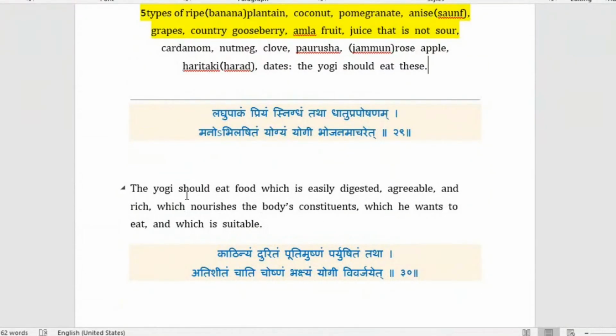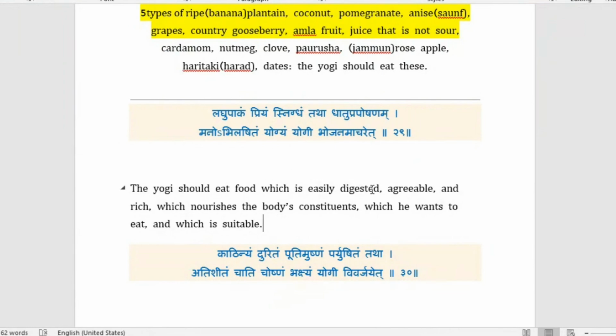Next, the yogi should eat food which is easily digested, agreeable, and rich, which nourishes the body's constituents, which he wants to eat and which is suitable. Of course, if we are going to exercise and we eat something very heavy, like chole, then your body will become very heavy. You will feel sleepy, you will feel lazy, and you will not be able to practice. Hence, the food you consume when practicing yoga has to be light so that it can be easily digested.